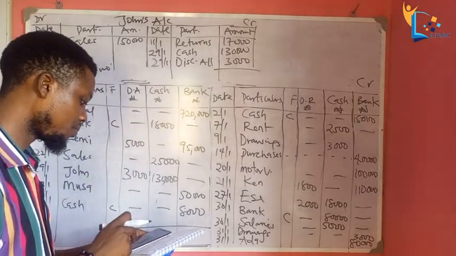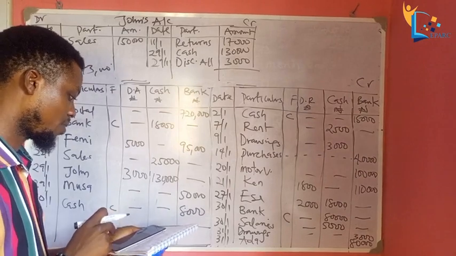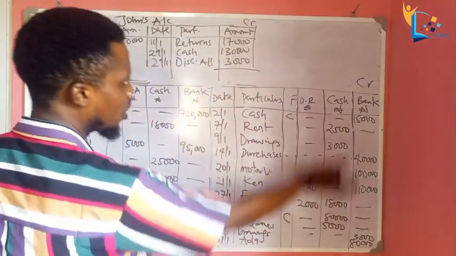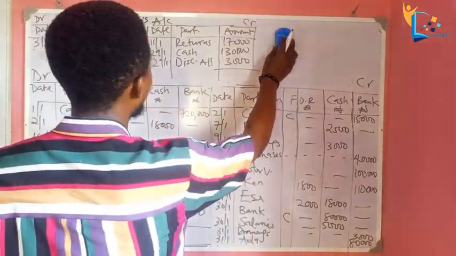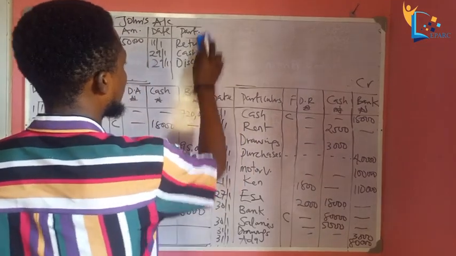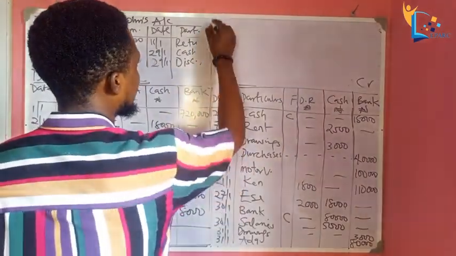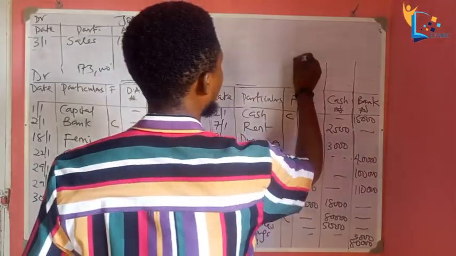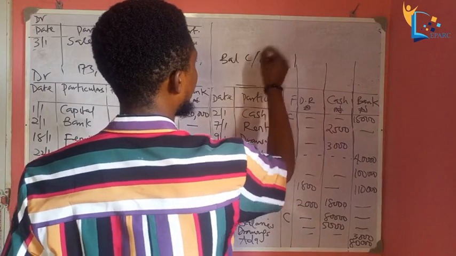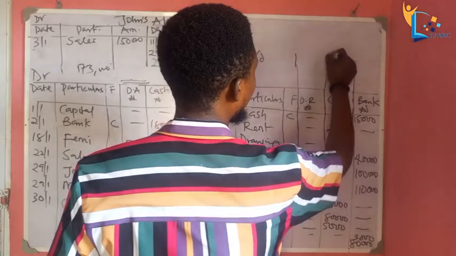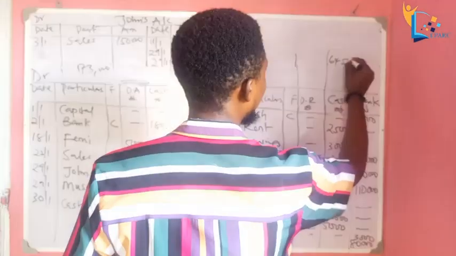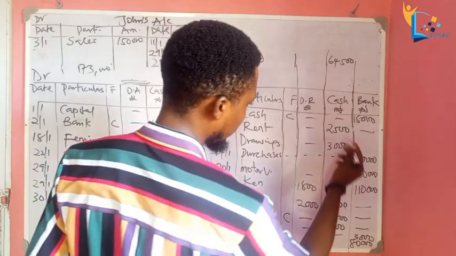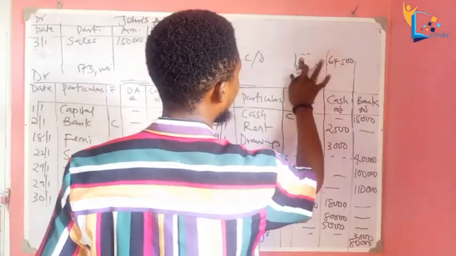We have 173. We have 64,500. So there's no space here, so I'm writing it up here. Okay, let me move this a bit. So we have balance carried down, 64,500. Remember on this side, the discount received is 3,800.